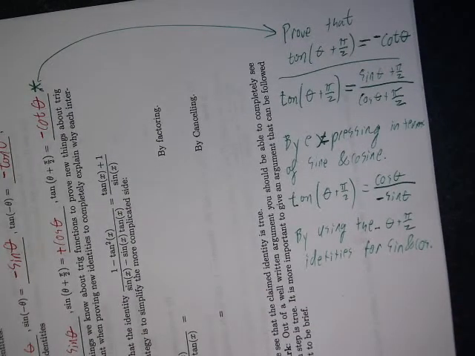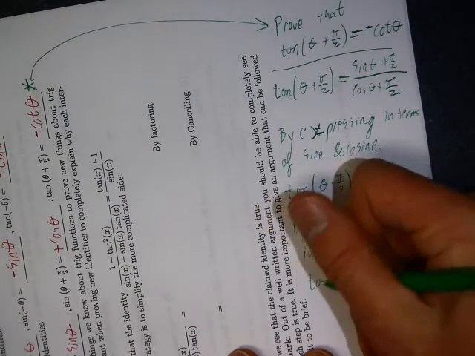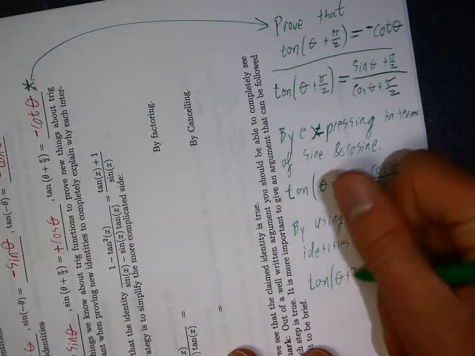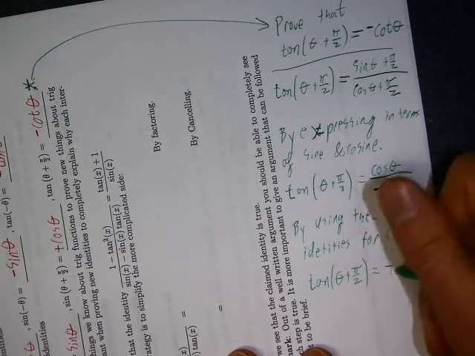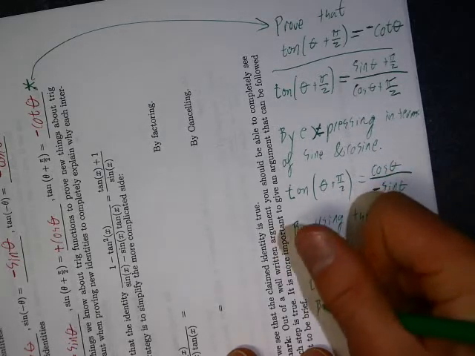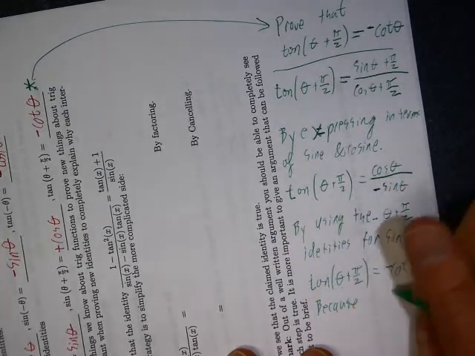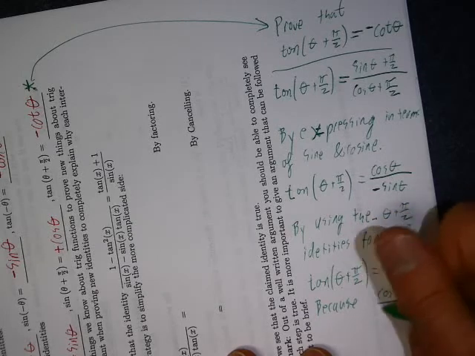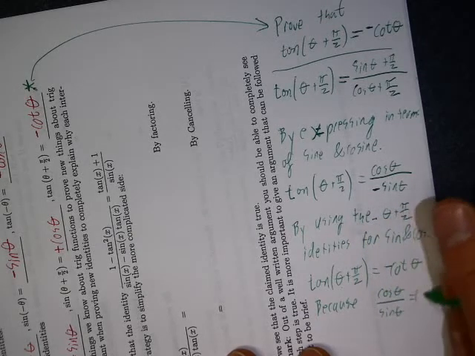So the idea is once you have an identity which you believe, you can use it. All right, and what can I do with that negative sign in a denominator? Or maybe I should just ask instead, what is the thing that you see on the right-hand side the same as? Negative cotangent theta. So tangent of theta plus pi over 2 is equal to negative cotangent theta because cosine theta over sine theta is the same thing as cotangent theta.